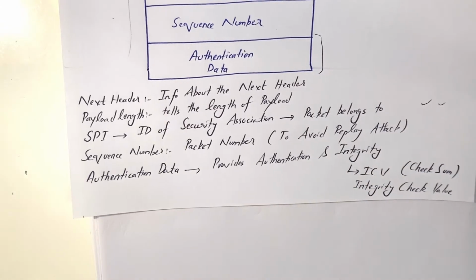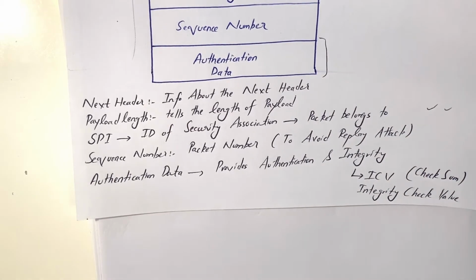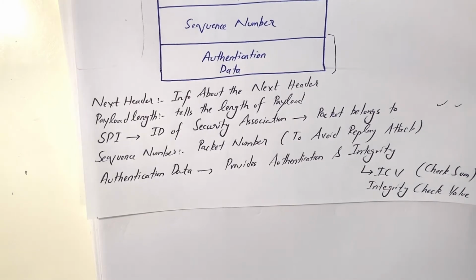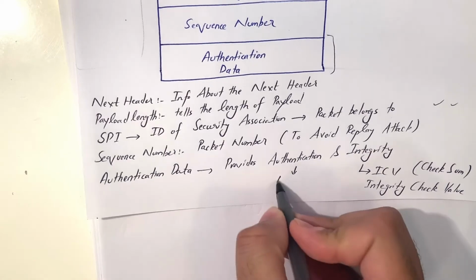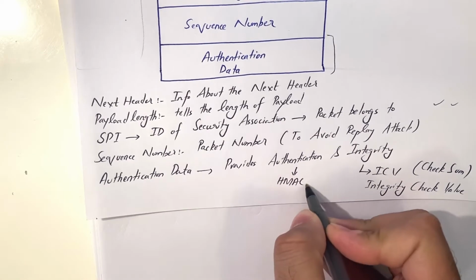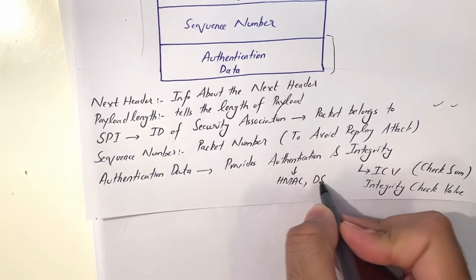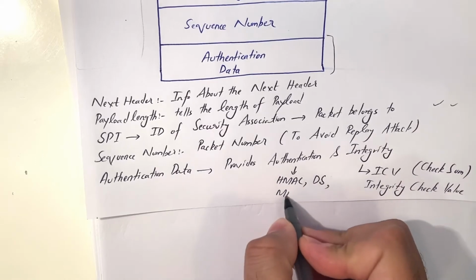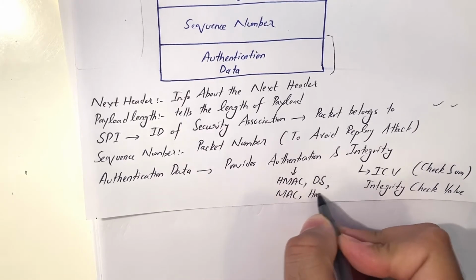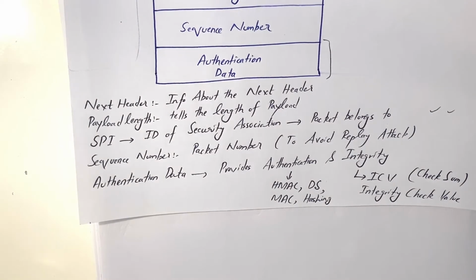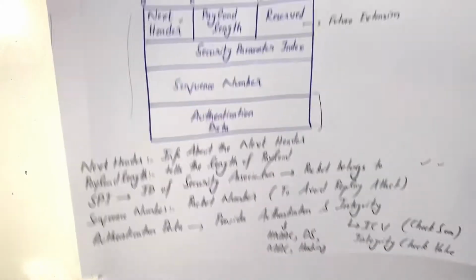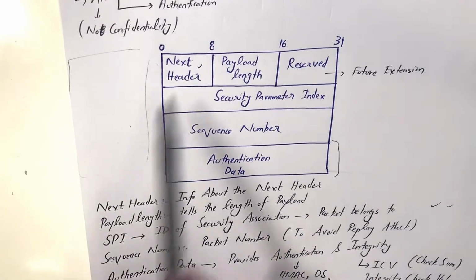Checksum, I believe some of you might have heard of it. If not, then we will discuss that in detail in class. For authentication, we use authentication protocols, it could be HMAC. You can use digital signature. We can use MAC. We can use hashing. It's the prerogative of the network developer or the network administrator what kind of authentication protocol they want to use. So this is basically what the authentication header and all these fields are.